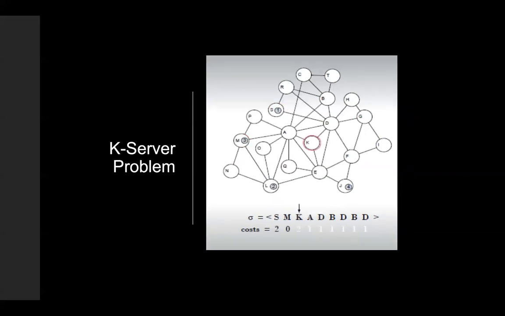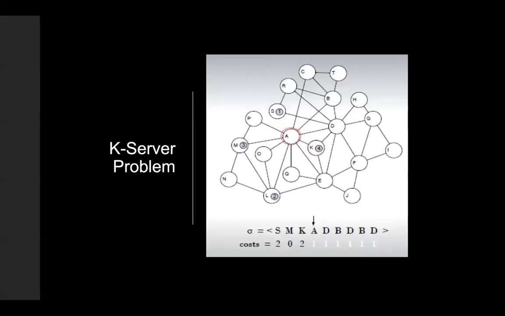Next request is at K. We can either move the server from J, L, M or S, which will give the same cost too. Say we are moving the server from J to K. The next request is at A. We can move either K, M or L, which all have cost 1. Similarly, we do for all our requests. This is how all requests are served.